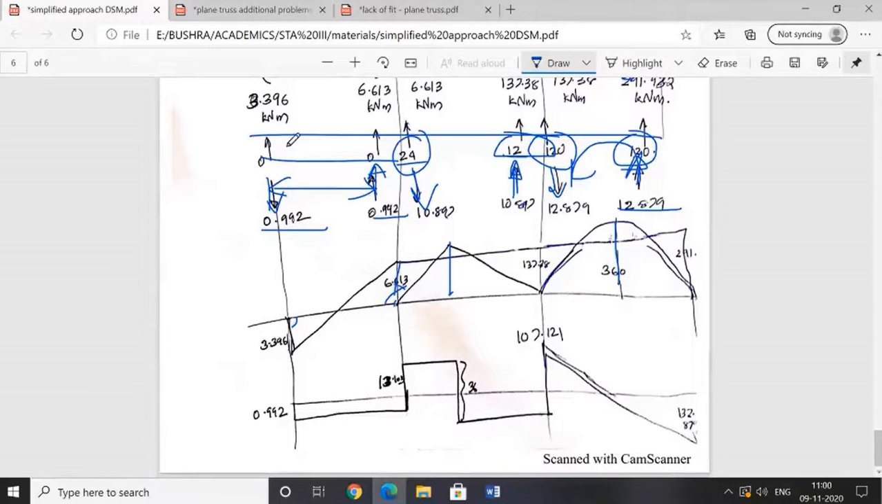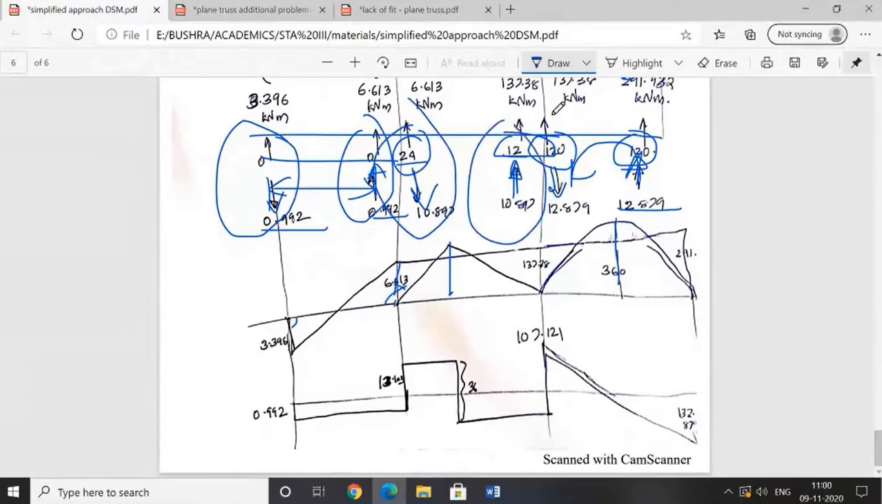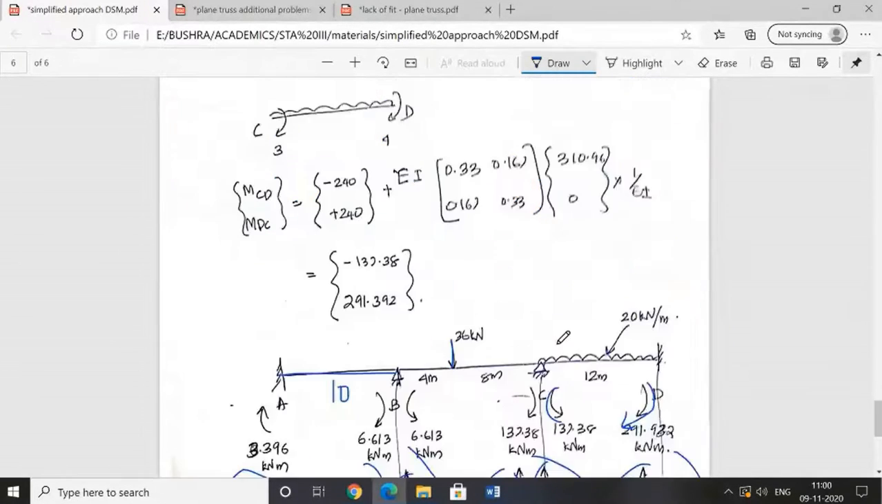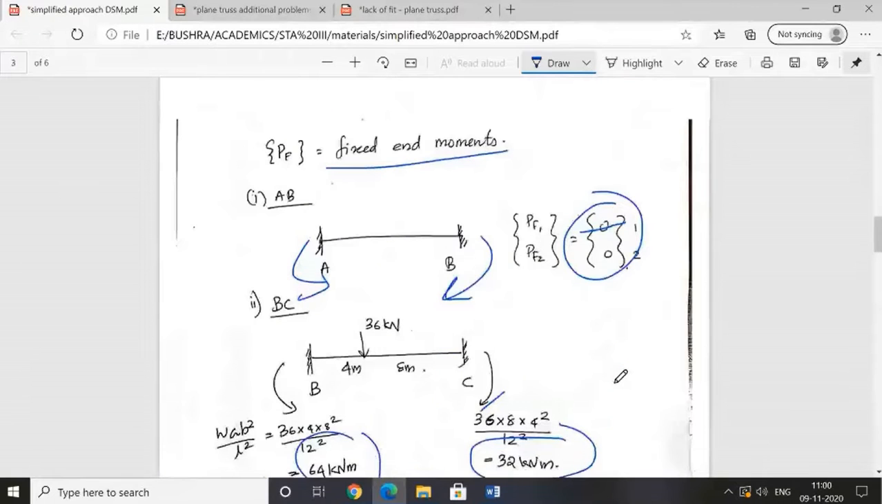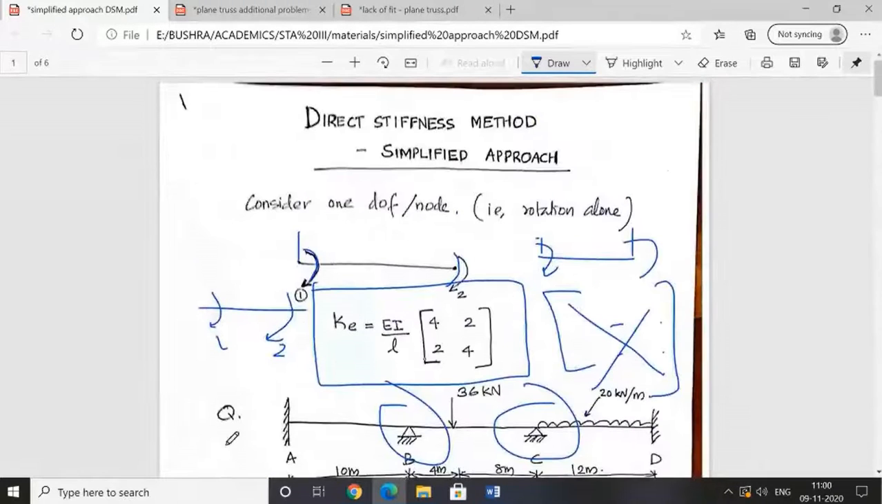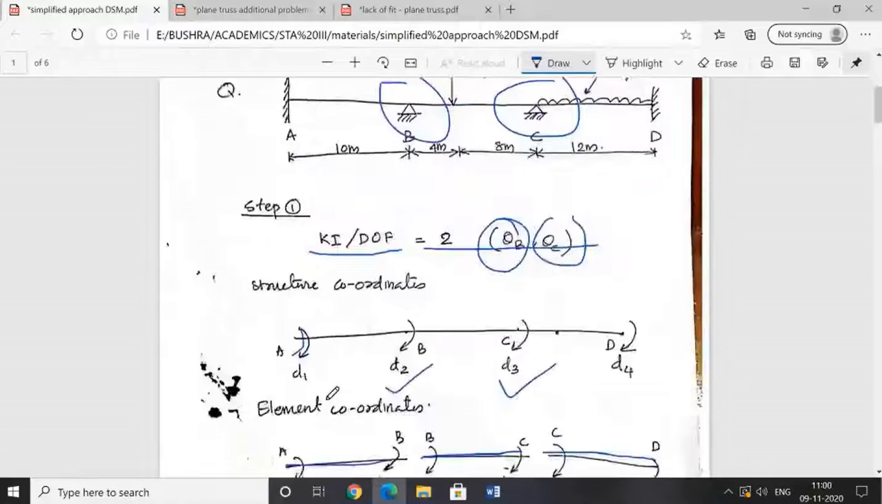And you can find the total shear force here, the total shear force here, and the total shear force here. Like that, you can take the values and draw the shear force diagram. Is it okay? Is it clear? This is another simplified approach in which we are taking only rotation alone at the ends of the beam.